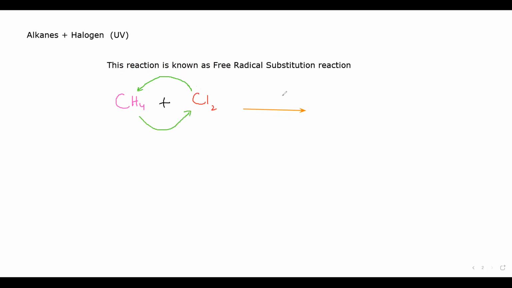So this results in the formation of CH3Cl plus HCl. CH3Cl plus HCl is the result of alkane plus halogen in the presence of ultraviolet light, or UV. This is the overall reaction, but in the exam they normally don't ask for the overall, they ask for the mechanism.